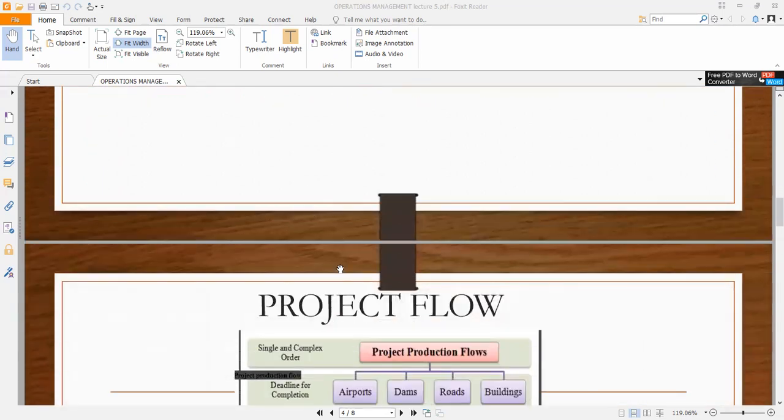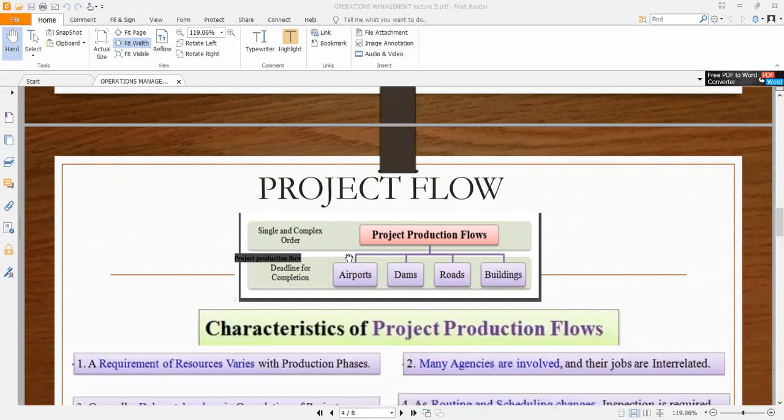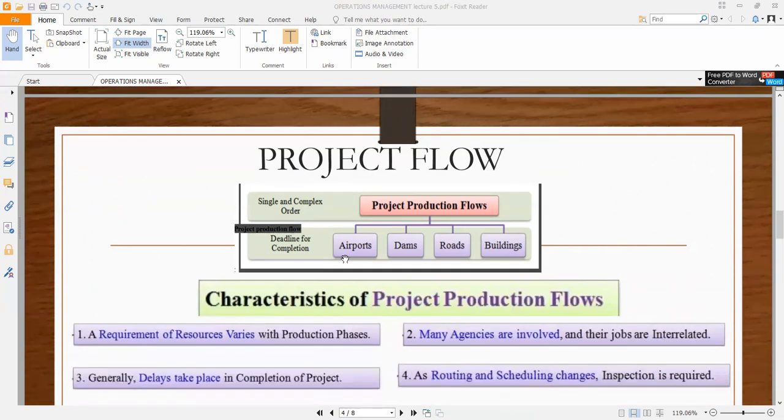Now, let's look at the project flow. When we talk about the project flow, as I indicated in my preamble, today we are looking at the flow of activities in each and every production system. When you look at the project production flow, like I indicated, we are dealing with bigger things. So, for instance, we are dealing with a single or a complex order.